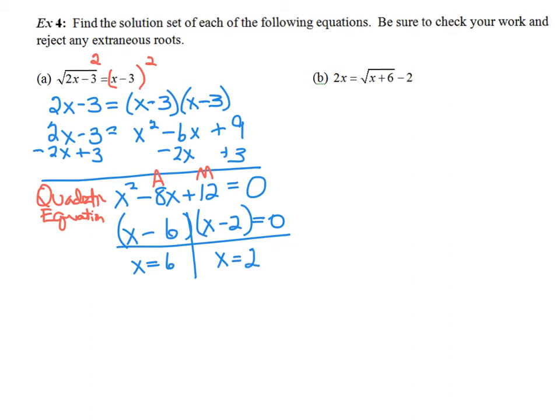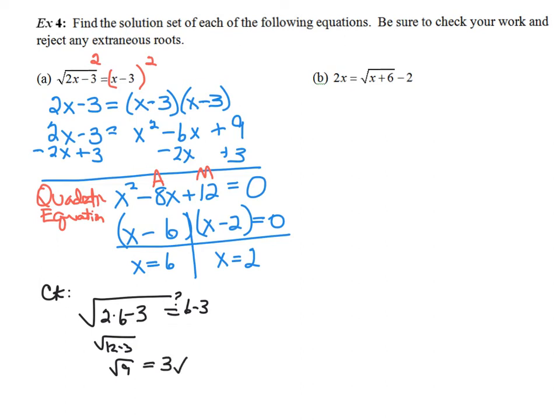Now we can't just assume that both of those work in the original equation, so let's go back and do a check for each of them. So for x equals 6, I've got the square root of 2 times 6 minus 3. Does that equal 6 minus 3? So I have the square root of 12 minus 3, which of course is the square root of 9. And yes, that does equal 3. So that tells me let's keep that solution of x equals 6. Now, there's nothing saying that both solutions can't work. Sometimes both will work, but we have to do the check to make sure.